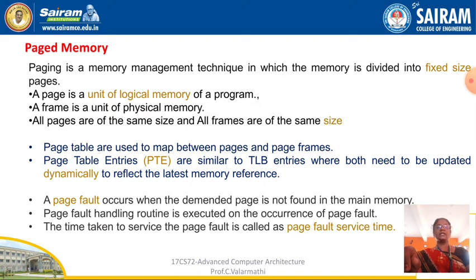Fine. There is one unsuccessful event that happens whenever the page required for execution is not found in main memory. That unsuccessful event is called a page fault. A page fault is a scenario that occurs when the demanded page is not found in the main memory. The time taken to service the page fault, to retrieve the demanded page back, is called the page fault service time.